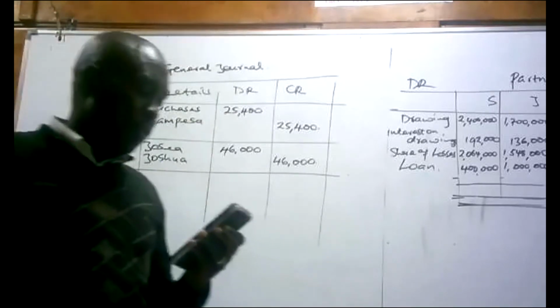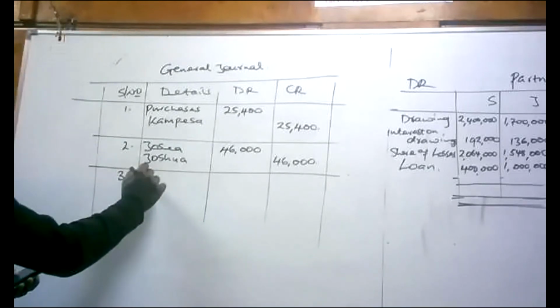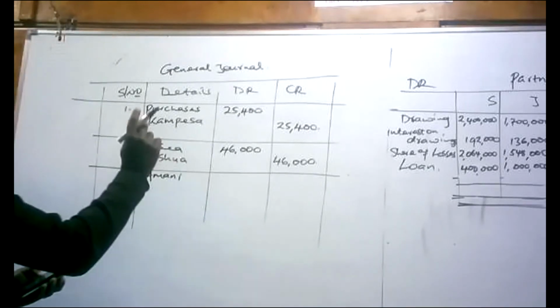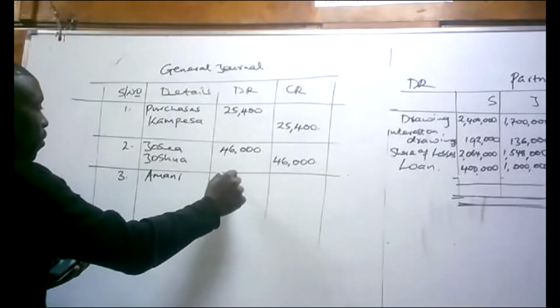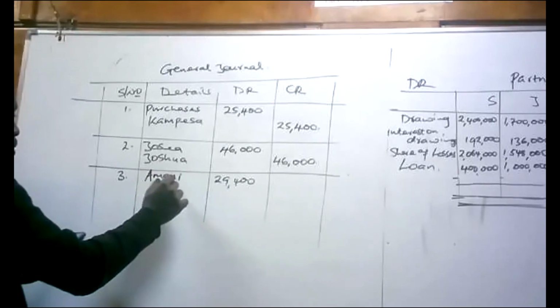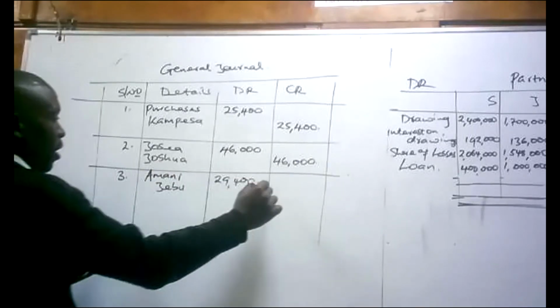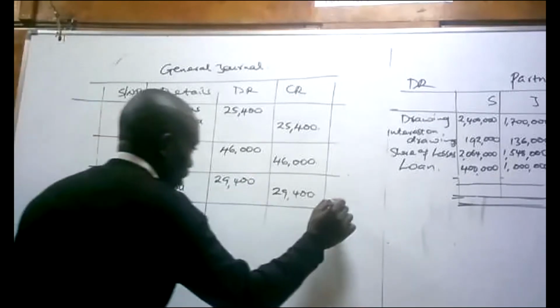So here, the account that was supposed to be debited is for Amani. Start with it because we have said we start with the account to be debited, 29,400. Then we credit Jebu because he was a creditor by 29,400. We are done.